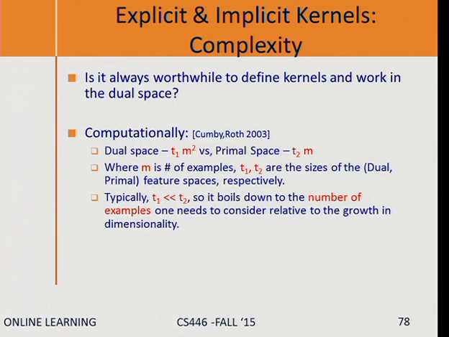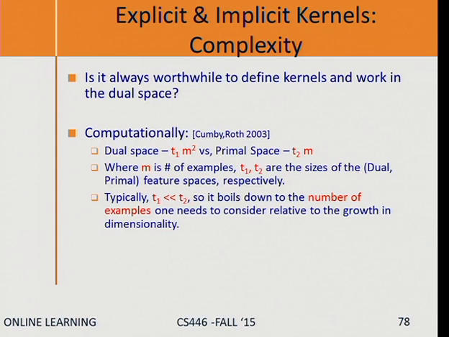So let's look at it this way. Let's assume that we have two spaces. I have m examples, and T1 and T2 are the sizes of the spaces that I have. T1 is the dual space, and T2 is the primal space, right? So I started with T2, and I blew it up to T1. Actually, the other way around: T2 is the blown up space, and T1 is the original space.